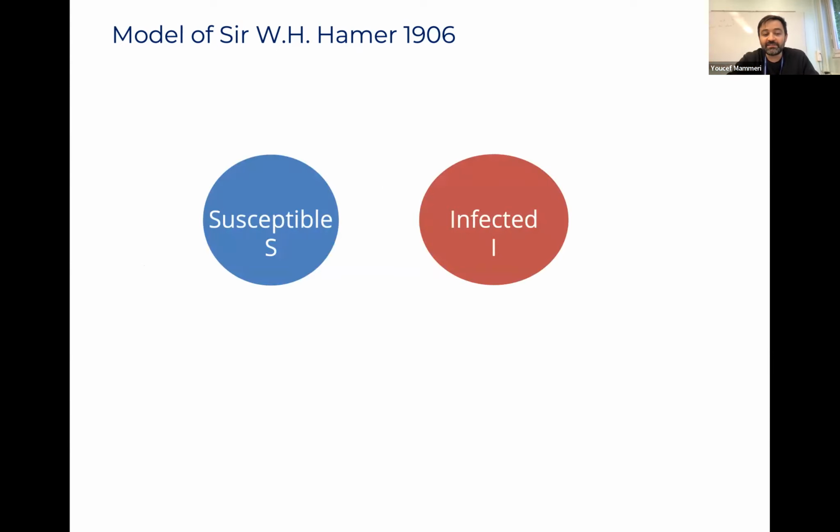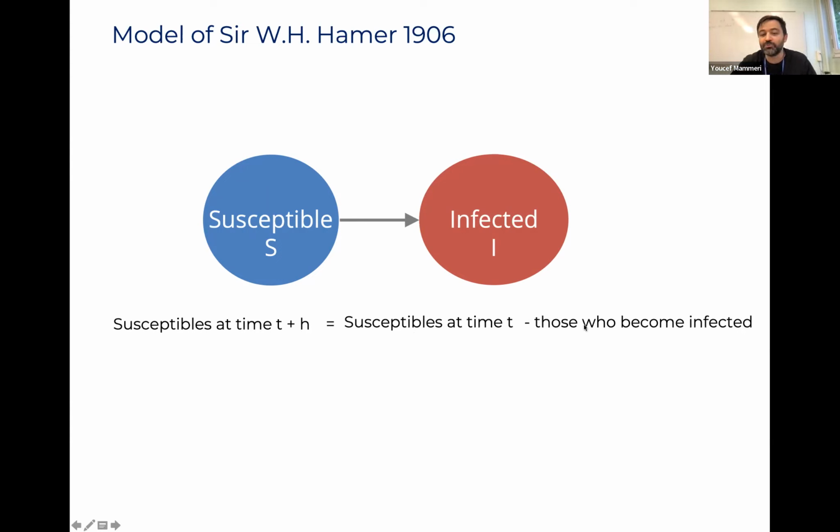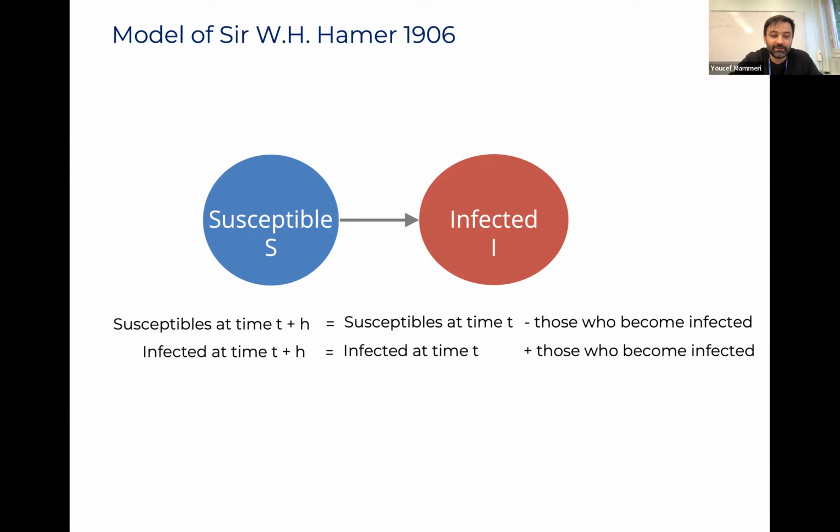And so he said, okay, you are susceptible and you can become infected. This is his model. And how does he translate this into mathematics? It's not complicated to understand. He asked, who are the susceptible today, or who are the susceptible tomorrow? This is the susceptible today minus the ones who become infected. And who are the infected tomorrow? They are the infected today plus the ones who just became infected.